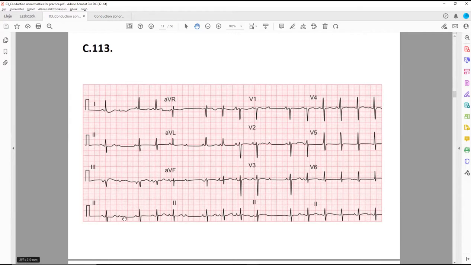Okay, then I can see the P waves, but I feel it's not correlated with the QRS. Why? Because I see a P wave and then QRS, and then P, no QRS. P, QRS, P, QRS, P, QRS, P, no QRS, P, QRS, P, QRS, P, QRS. Maybe the P is here, you can see it, but no QRS. So maybe it will be AV block second degree, type 2, Mobitz type 2. Yes, Mobitz type 2. That's it.